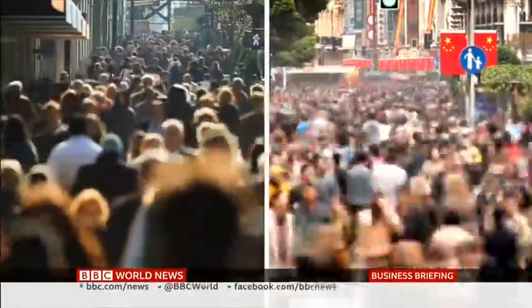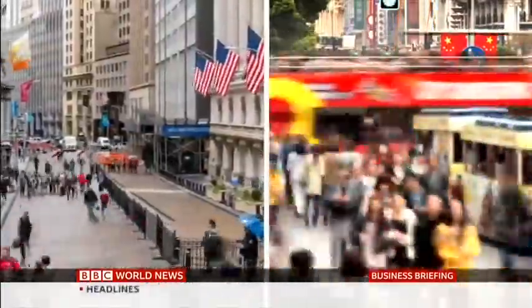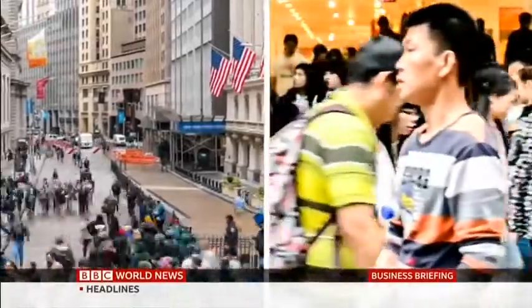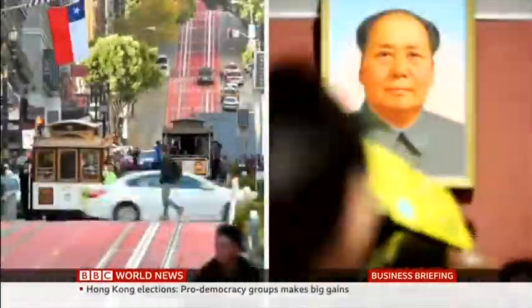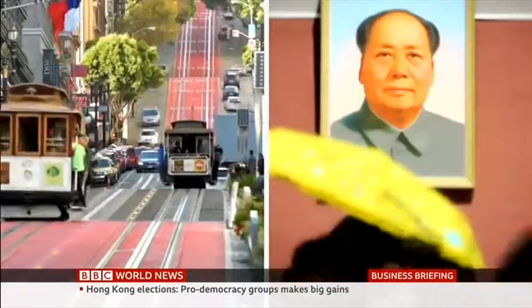But the consequences are very real. As the US and China get further apart, what we could be facing is an irreversible split in how the world works, starting right here.